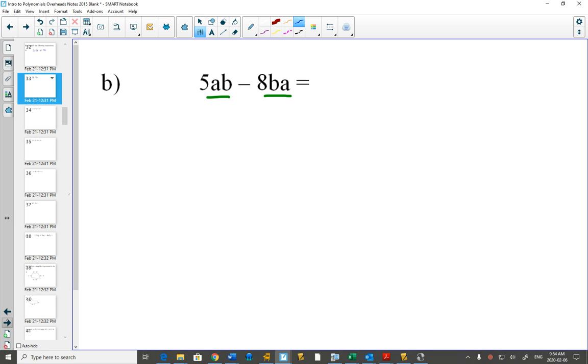Then you just think about your numbers. If you're at 5 and you subtract 8, where would you be on your number line? You'd be at -3. And it would be -3AB.